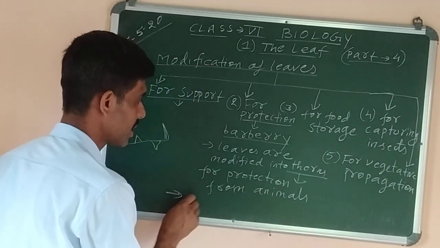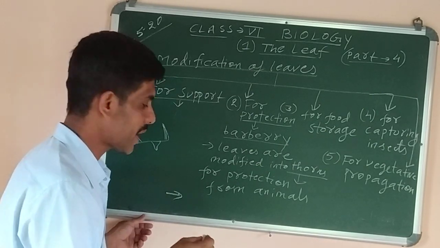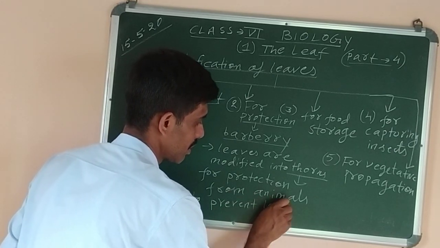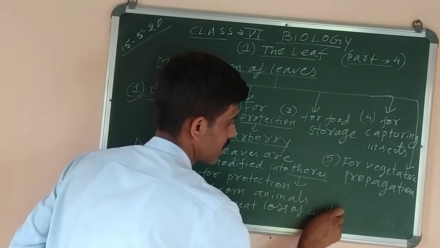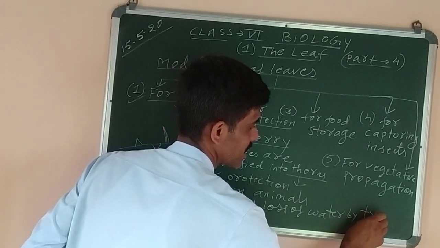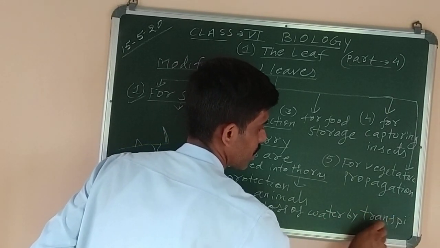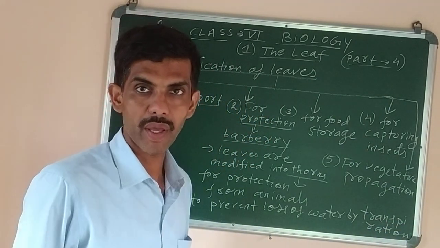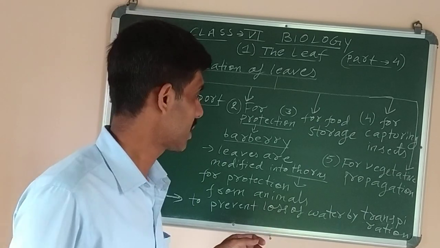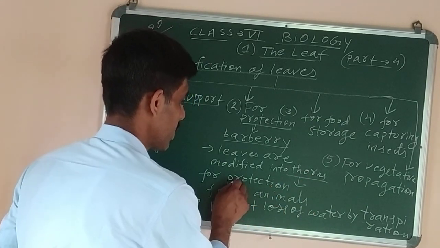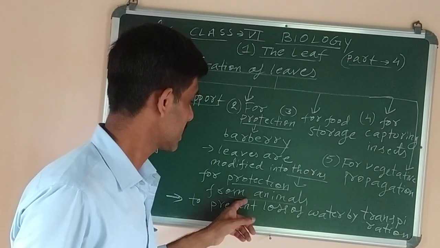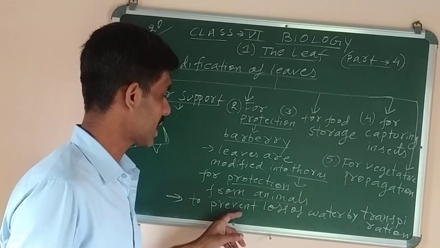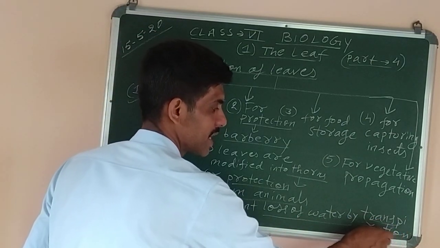And the second function of these thorns is to prevent the loss of water by transpiration. You know what is transpiration? The process by which plants lose water in the form of water vapor from their aerial parts, from the leaves and stems. So two functions of thorns: one is for protection from grazing animals. Grazing animals are the animals which eat grasses and leaves. And second is to prevent loss of water by transpiration.